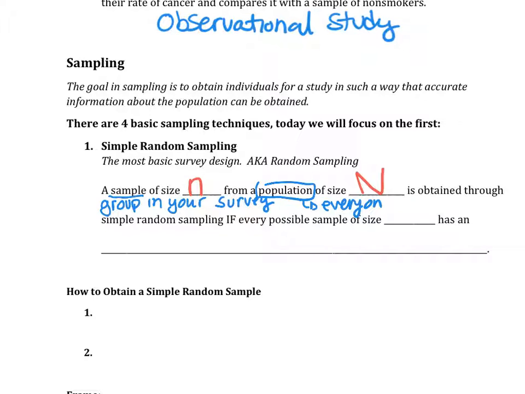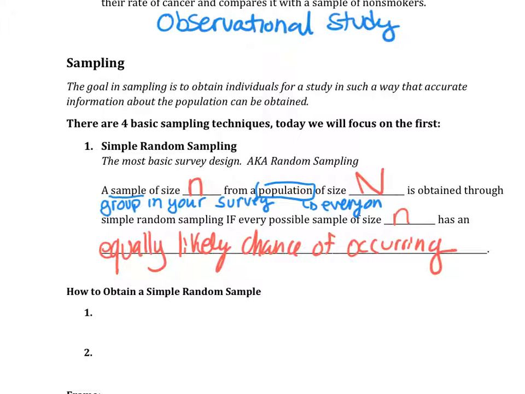So this sample of size lowercase n obtained from a population of size uppercase N is obtained through simple random sampling if every possible sample of size n, lowercase n, has an equally likely chance of occurring. So that just means everybody in your population has an equal chance of being chosen.